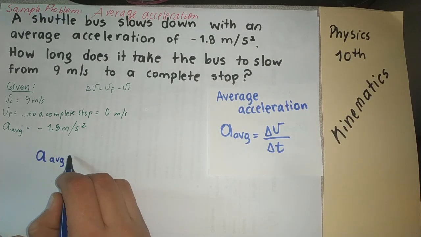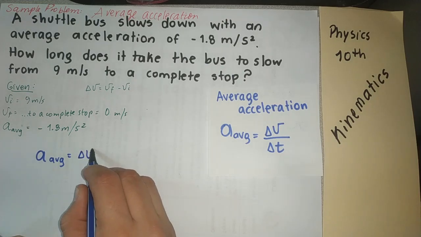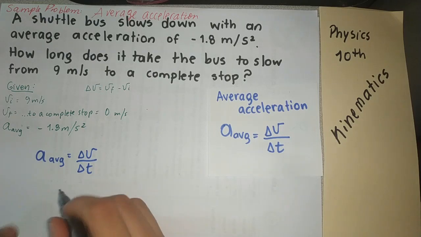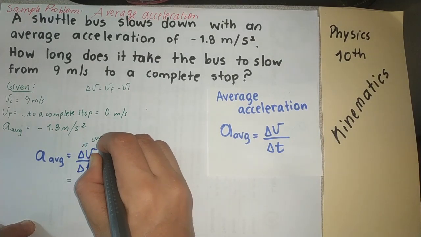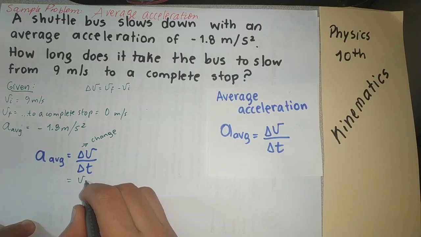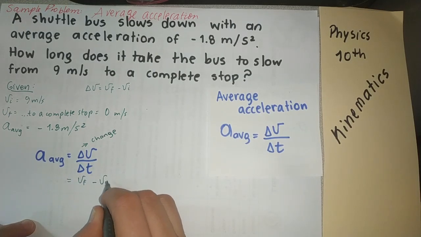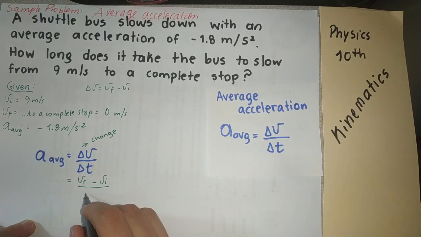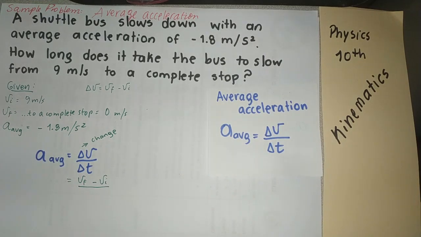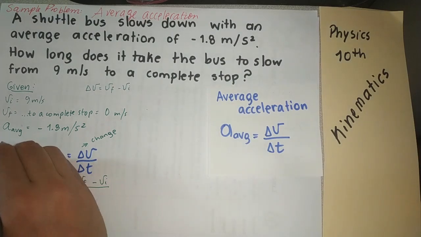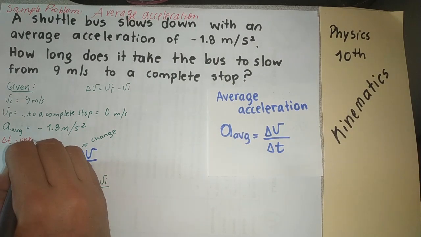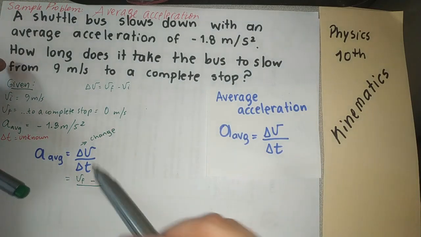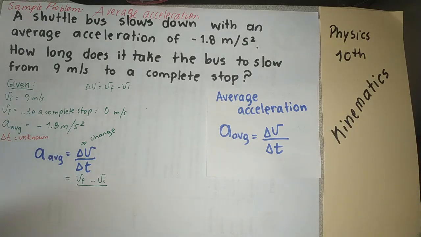Average acceleration equals delta V divided by delta T. We know that delta means change. So we say final velocity minus initial velocity divided by, we don't have the time, so we are looking for the time. Sorry, I kind of forgot to write it. So delta t is unknown. Why? Because it's the question. It says, how long does it take?